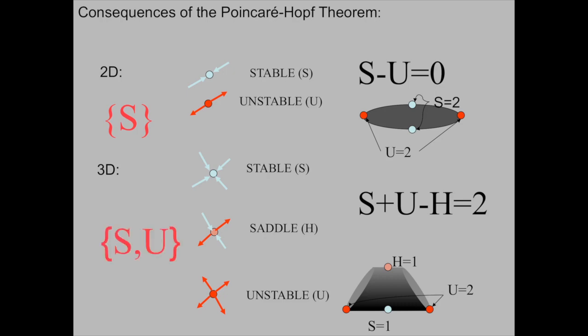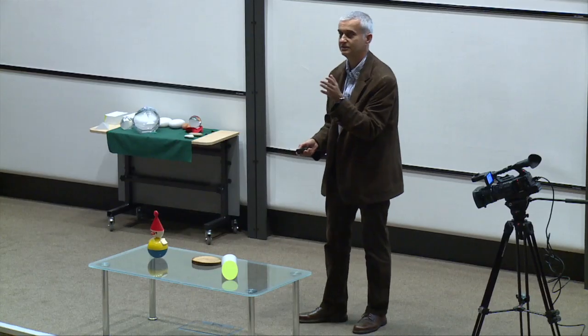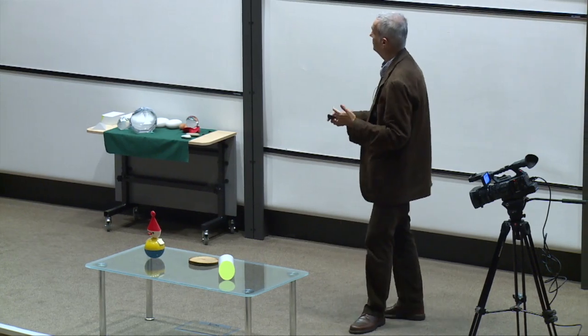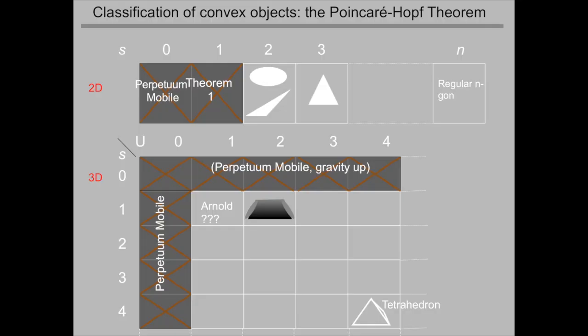And in 3 dimensions, we have 3 types. This object has 1 stable, 2 unstable, and 1 saddle. But it is sufficient to characterize it with 2 numbers, because the third one can be computed. So the problem is like this. In 2 dimensions, we cannot have 0, because that would be the perpetuum mobile. We cannot have 1, which I proved.